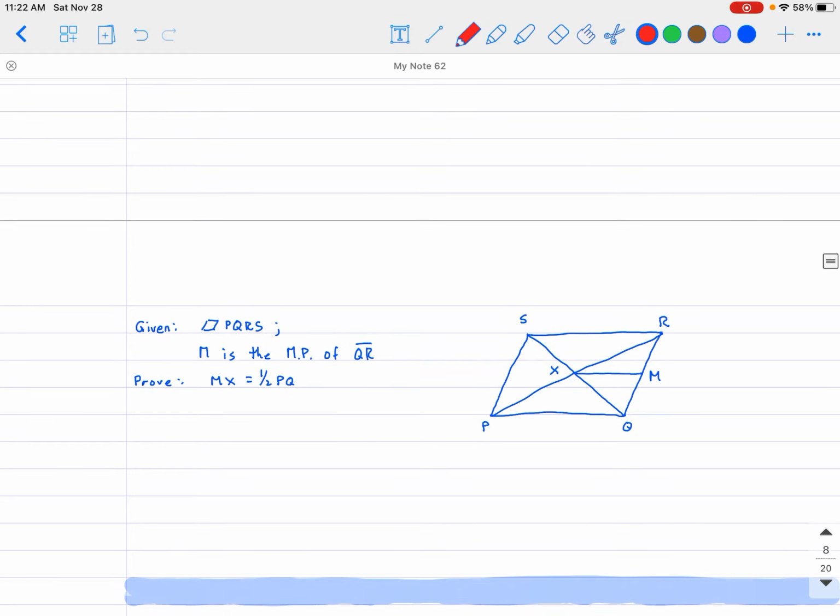PQRS is supposed to be a parallelogram, so that means that we can draw this in there, we can draw this in there. We can go ahead and sneak this guy in there and sneak this guy in there.